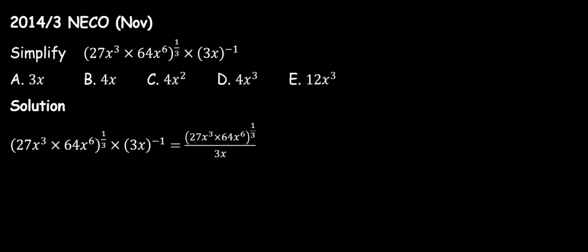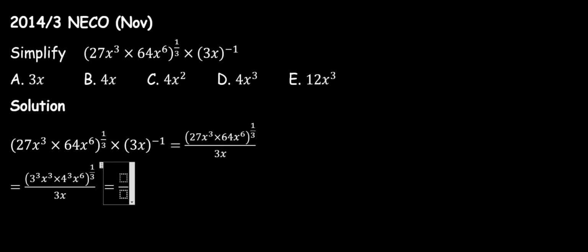And that will be equal to (27 will now be 3 cubed, and our x cubed, times 64 is 4 cubed, times our x raised to power 6 that is there). Then you close your bracket at the numerator, raised to power 1/3. Of course, our denominator still remains 3x. And that value will now be equal to, when you look at what will happen there, the power of 1/3 applied to all the powers in the bracket.